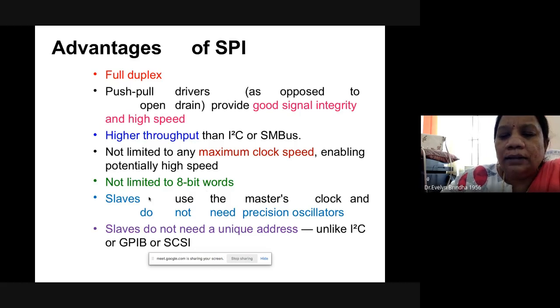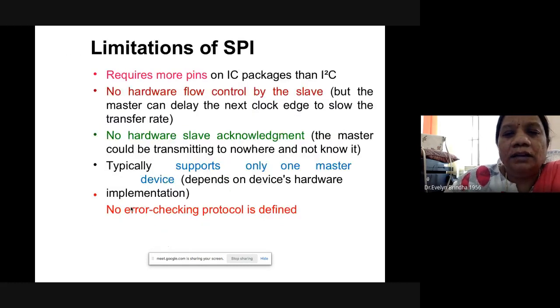Very importantly, you need not go for a baud rate setting, because communication is controlled by a clock. And you can have any number of slaves, but only one master. The limitations: it requires more pins on the IC package, and there is no hardware flow control by the slave. Only the master can control the flow. The slave cannot control it. Because it is working on a master-slave architecture, the master has all the flexibility, but the slave has limited flexibility.